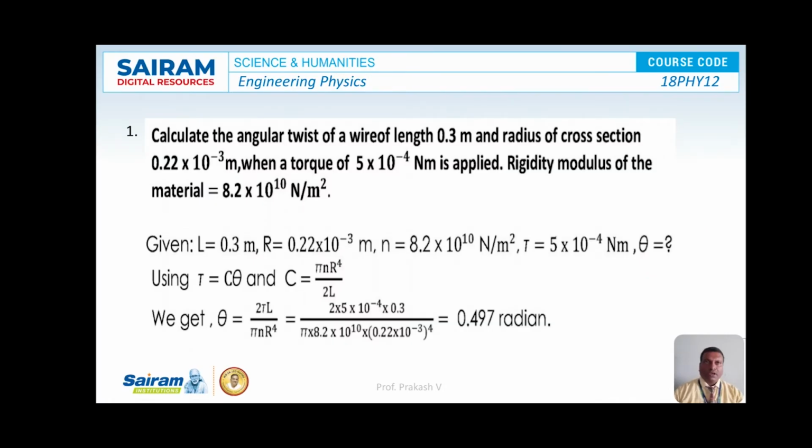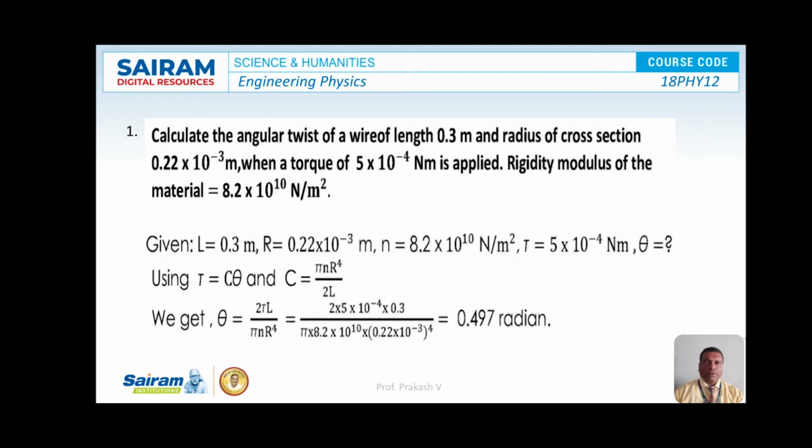So the problem number 1 is: calculate the angular twist of a wire of length 0.3 meter and radius of cross section 0.22 into 10 to the power of minus 3 meter when a torque of 5 into 10 to the power of minus 4 Newton meter is applied. Rigidity modulus of the material is equal to 8.2 into 10 to the power of 10 Newton per meter square.